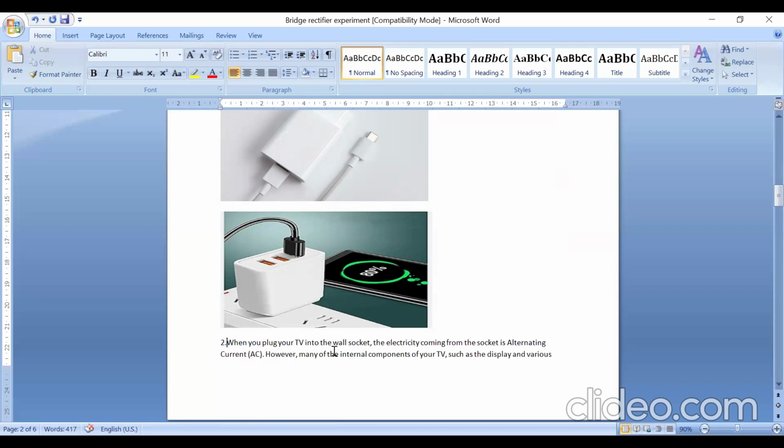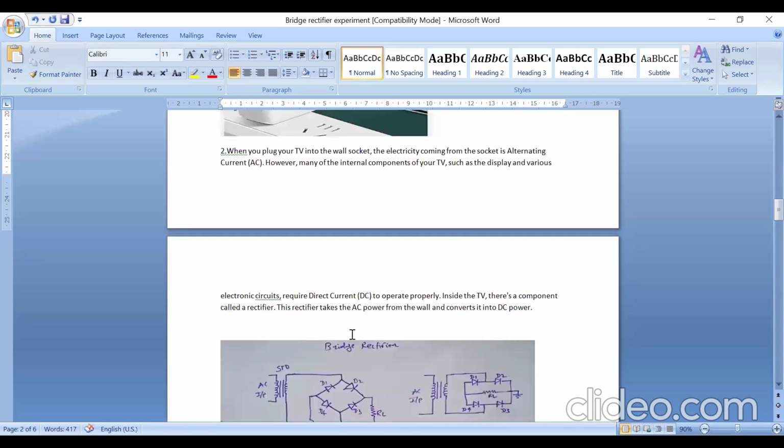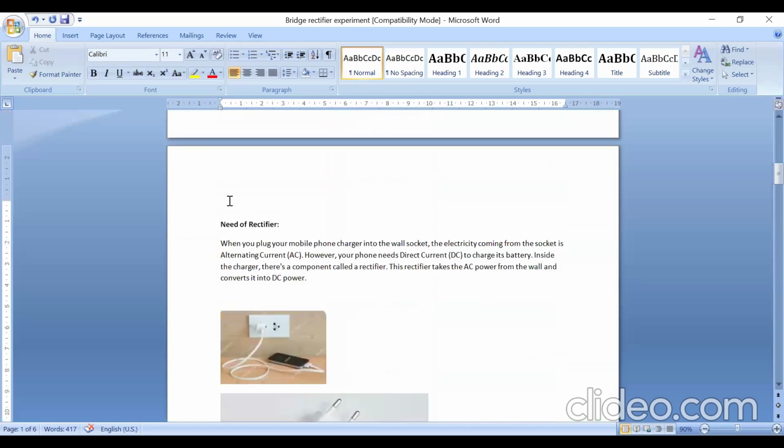The second example is, for example, TV. When you plug your TV into the wall socket, the electricity which is coming from the wall socket is again alternating current. But many of the internal components of your TV, such as display and various electronic circuits, all require a DC current to operate properly. So inside TV, there is a component called a rectifier, which converts AC power from the wall socket into a DC power. So for this purpose, we require a rectifier.